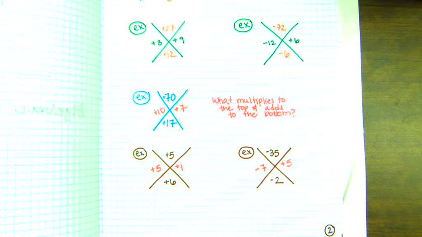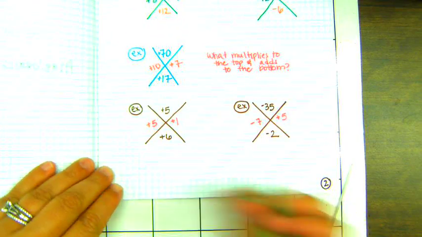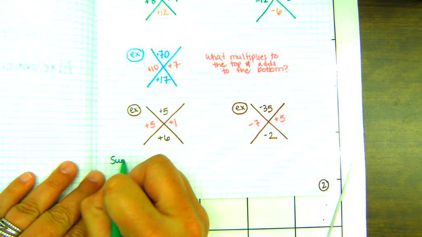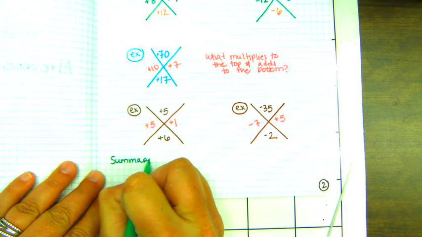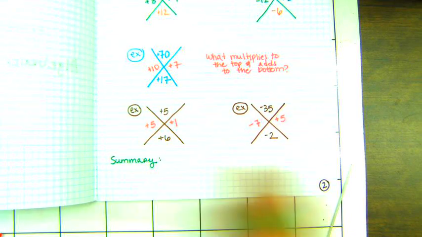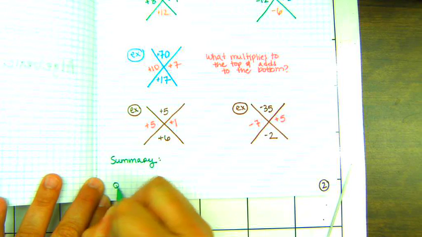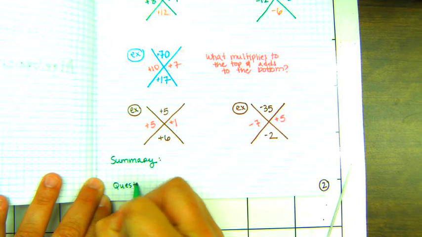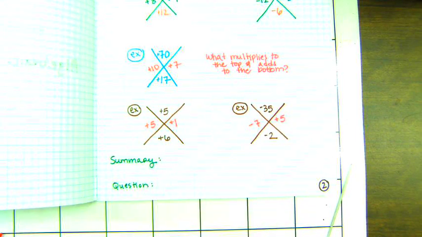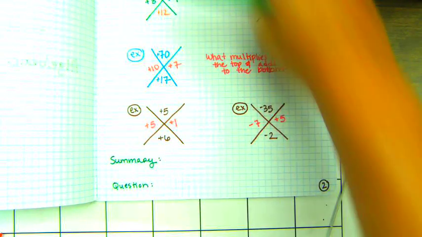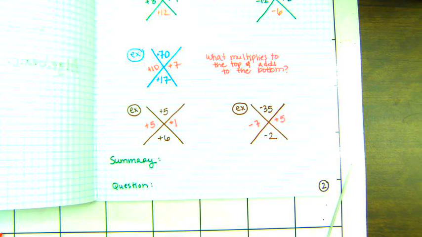Down here at the bottom of your page, I do want you to write a little summary. Go ahead and write the summary about what you learned on this page, and write one question. So you should have a summary, and you should have one question. It doesn't matter what that question is, but have it pertaining to this material, and I will be checking that tomorrow.